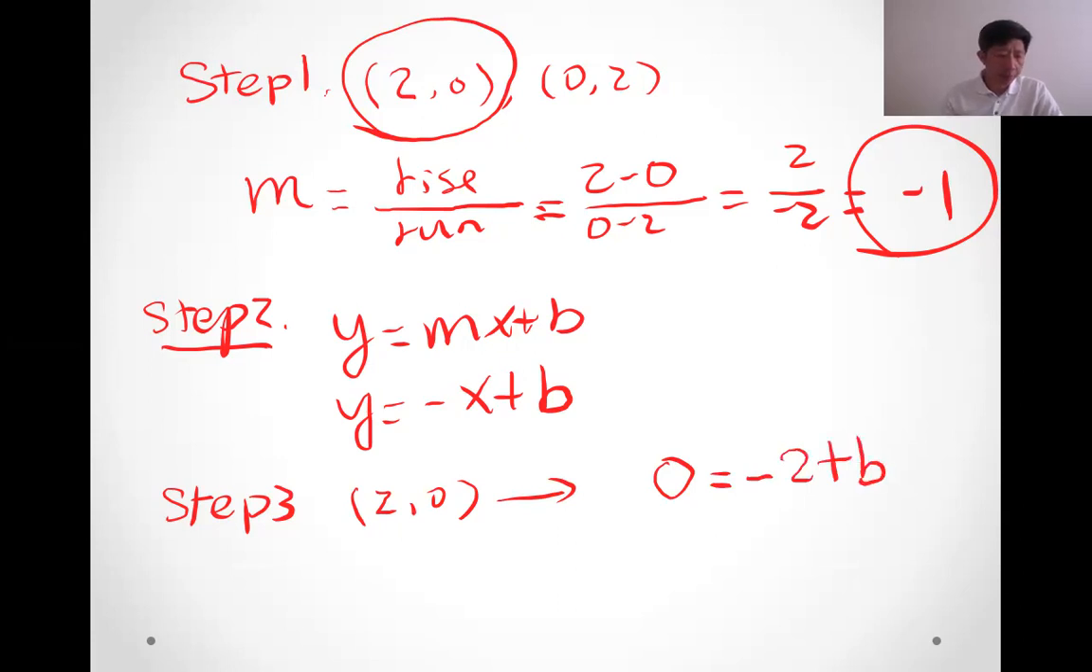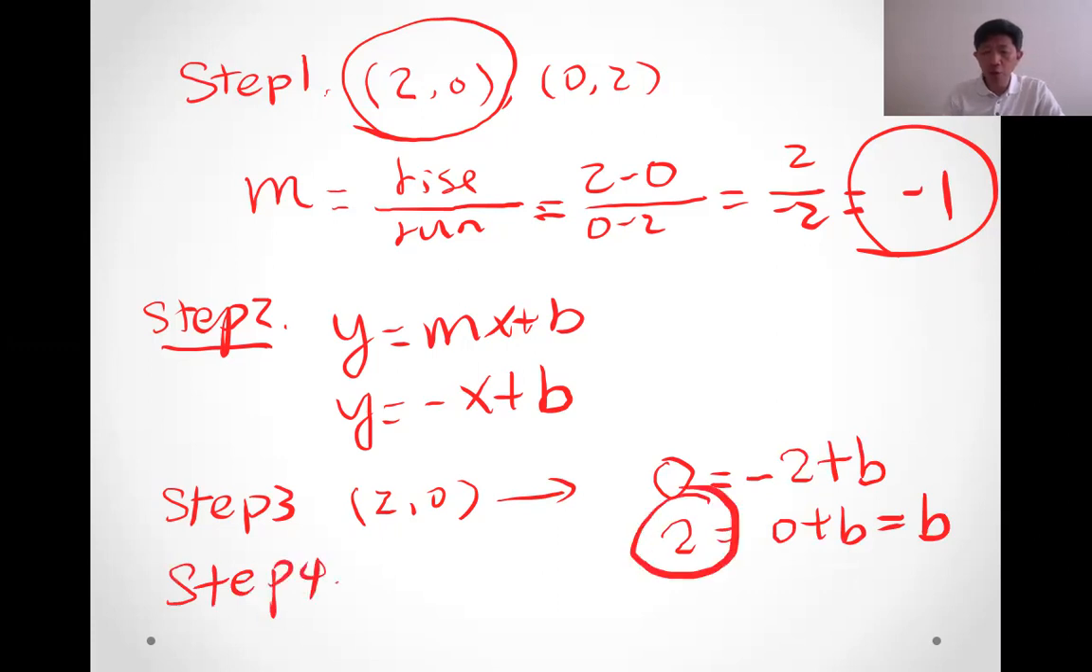And then next, plus 2, I can figure out what b is. I can solve for b, right? So negative 2 plus 2 is 0, and 0 plus b equals b. So the intercept is what? It's 2, right? Intercept is 2.